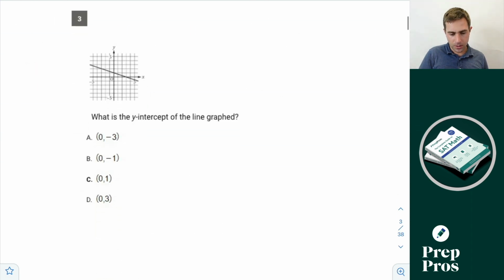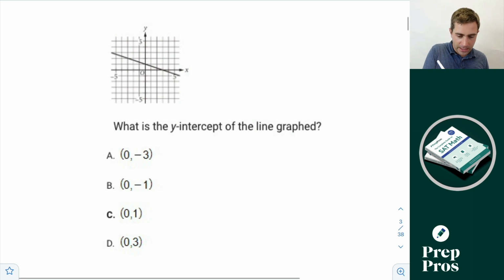All right, what is the y-intercept of the line graph? Just have to be careful to make sure this is actually being scaled by ones, which it is. So it's just going to be 0, 1.